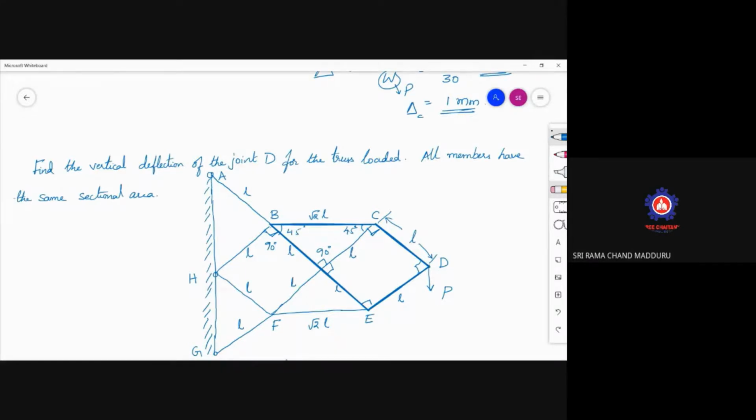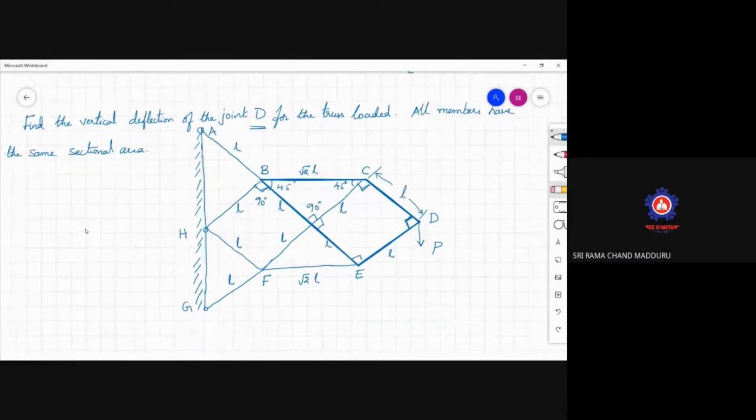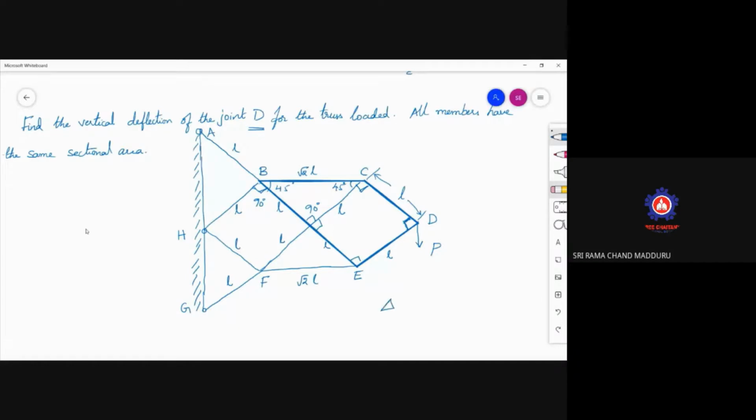Now, what they are asking, the vertical deflection at joint D is to be calculated. So for this one, we know that to get the vertical deflection as per strain energy method, we have delta is equal to 2U by, here instead of W, it is P, the point where P is acting. Or you can write down W also. No worries about that one.